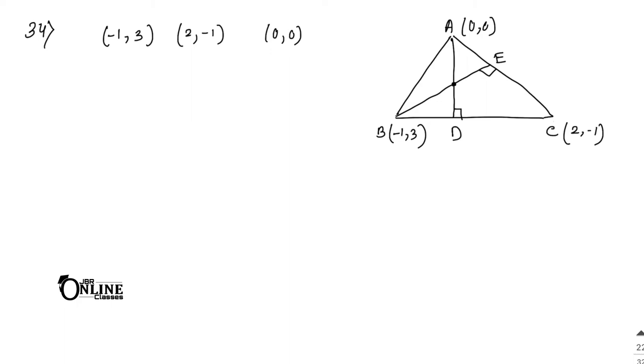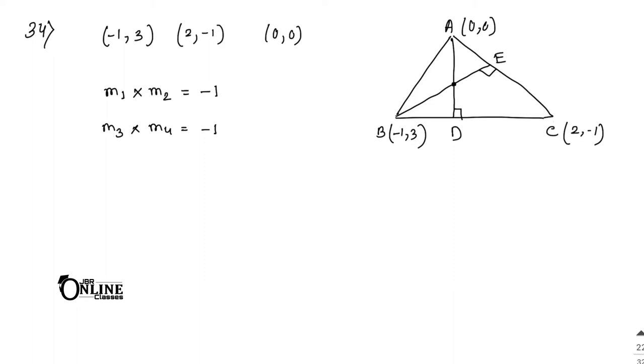As AD is perpendicular to BC, you know that the slope of AD, suppose M1, times the slope of BC, that is M2, equals -1. Clear? Again, the slope of BE, suppose M3, times the slope of AC, M4, is also -1. Clear? Now, first I'm going to find the slope of BC.